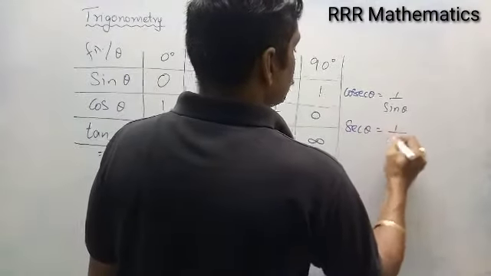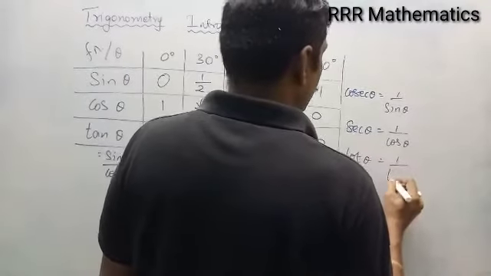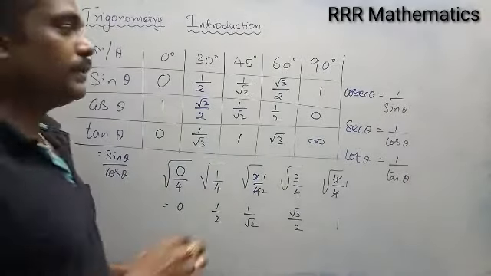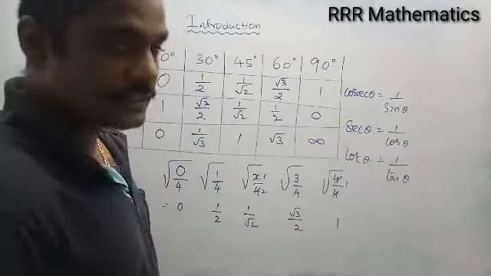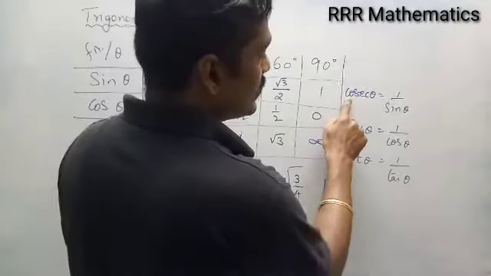For secant theta, which is the reciprocal of cos theta. For cot theta, which is the reciprocal of tan theta. Many students get confused. The reciprocal of sine or cos gives cosecant or secant. Very easy. Remember, this is cosecant, C.